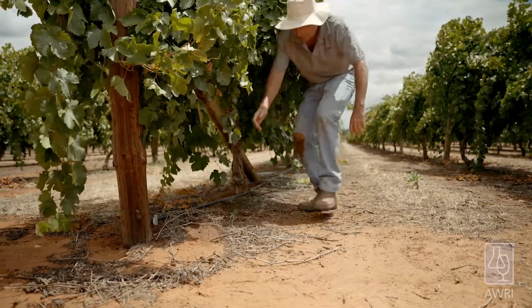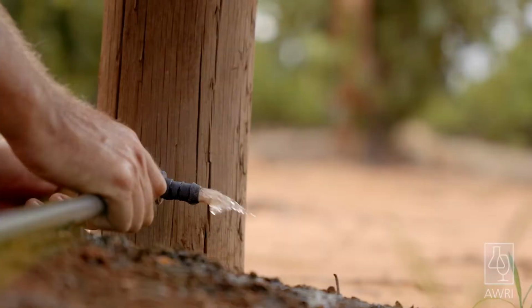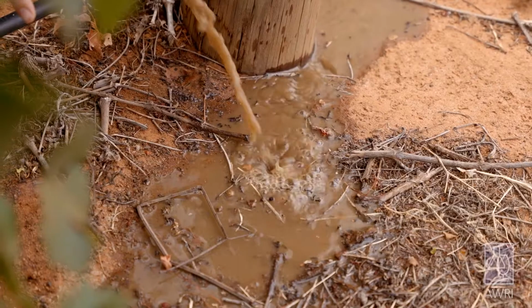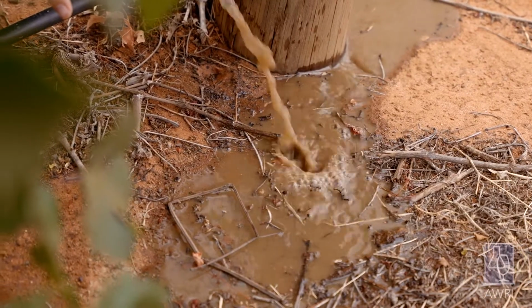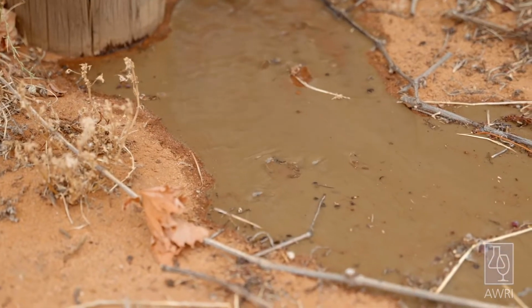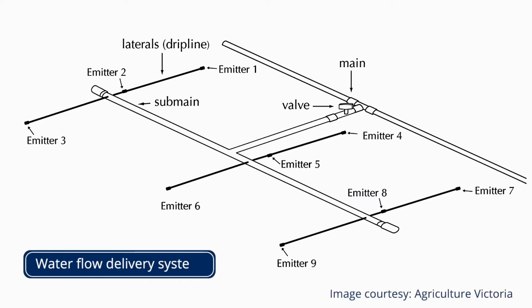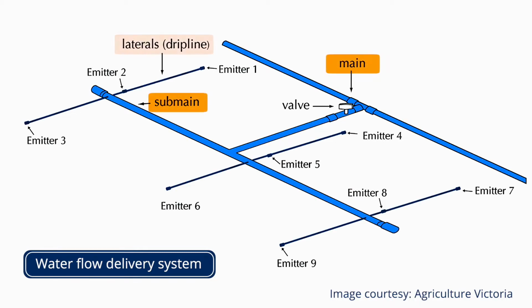Today, I'm going to show you how to flush your irrigation system to prevent the build-up of silt and clay, and how to treat your system with an oxidising agent such as chlorine or hydrogen peroxide to prevent the build-up of algae and bacteria. To effectively flush your irrigation system, you need to flush the delivery system in order of water flow. Start by flushing the main line and then move to the sub-main, followed by the laterals.